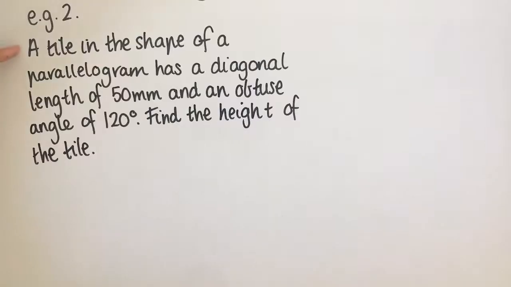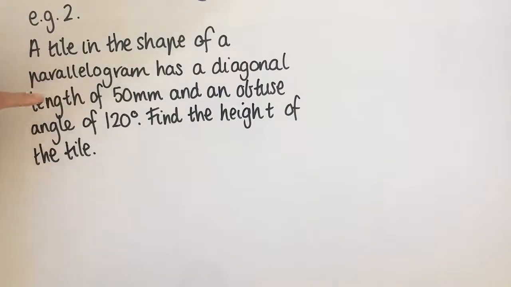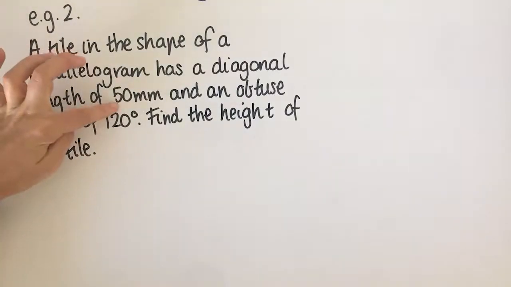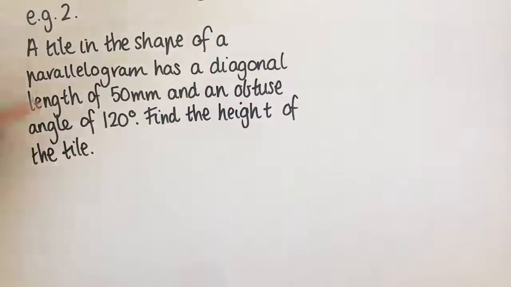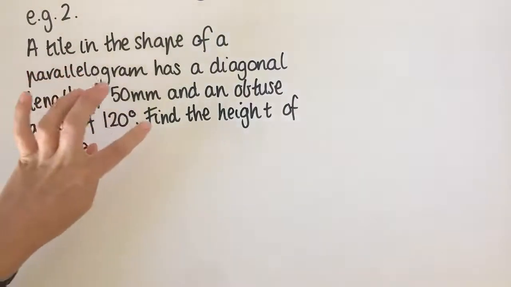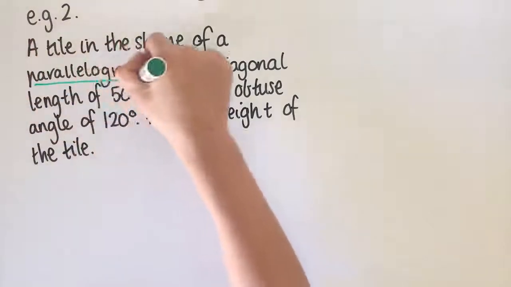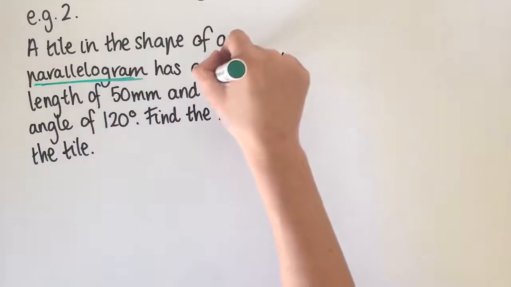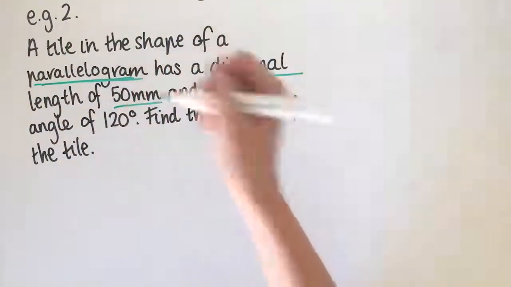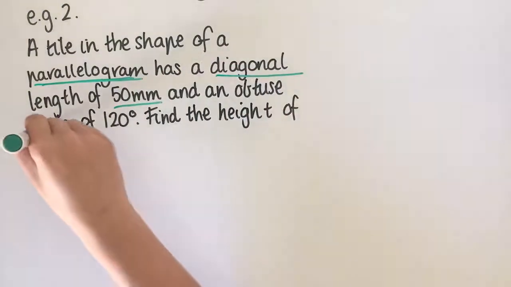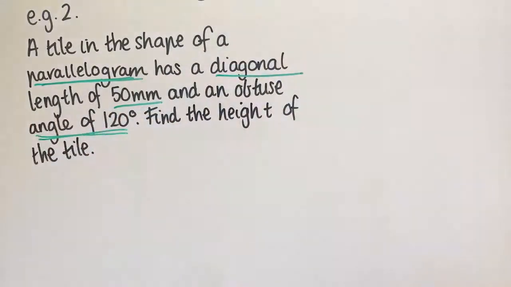For this next one, we've got a tile in the shape of a parallelogram that has a diagonal length of 50 millimeters and an obtuse angle of 120 degrees. We need to find the height of the tile. So selecting our key information, we know that it's a parallelogram. We know the diagonal is 50 millimeters long and that there's an angle of 120 degrees.